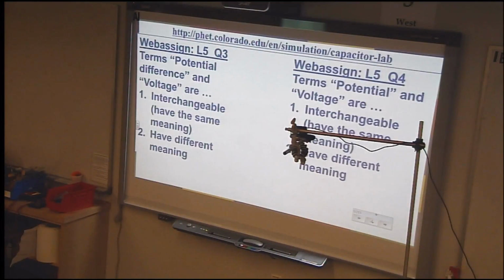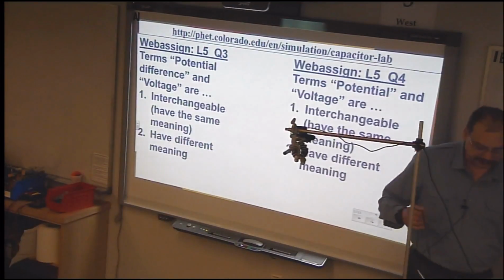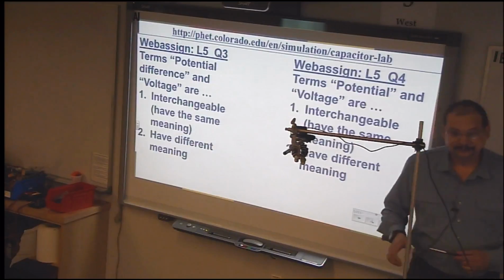Did you do your search? What is it? Okay, so what is it? It is equal to potential difference. You are absolutely right. But the official definition is slightly different, right?